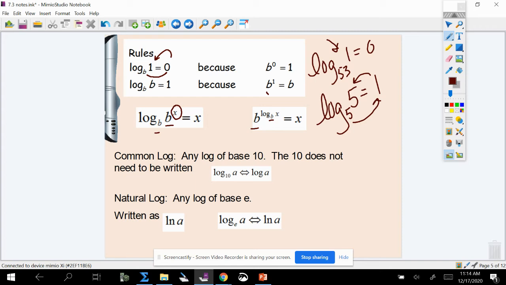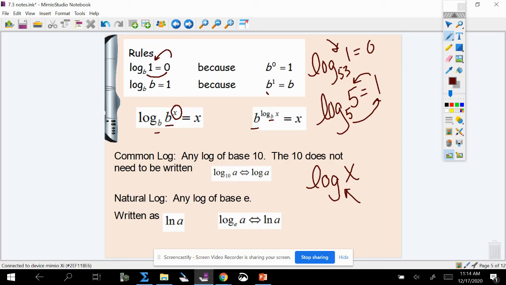There are 2 special logs. They are buttons on your calculator. The 2 special logs are called common log and natural log. Common log is any log that is base 10. You will actually not see the 10 written. So if you just have something like this, it is understood to be a 10 there.